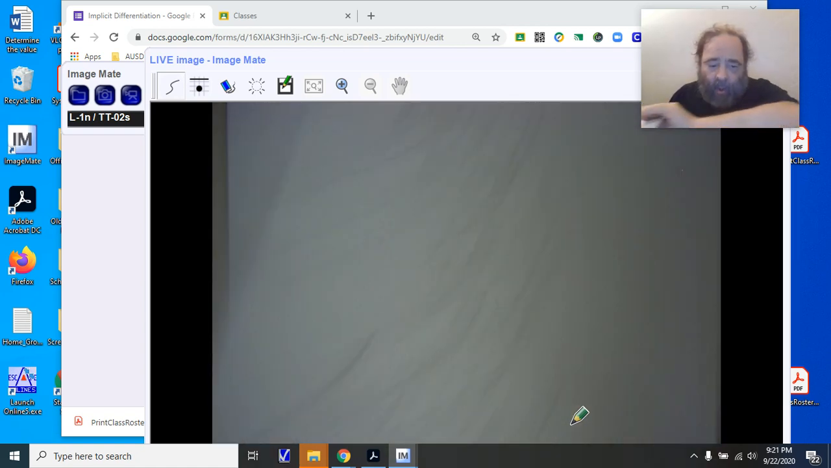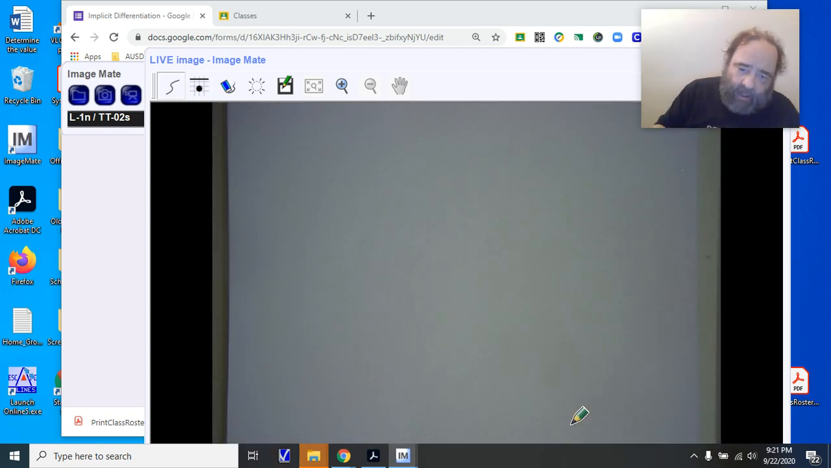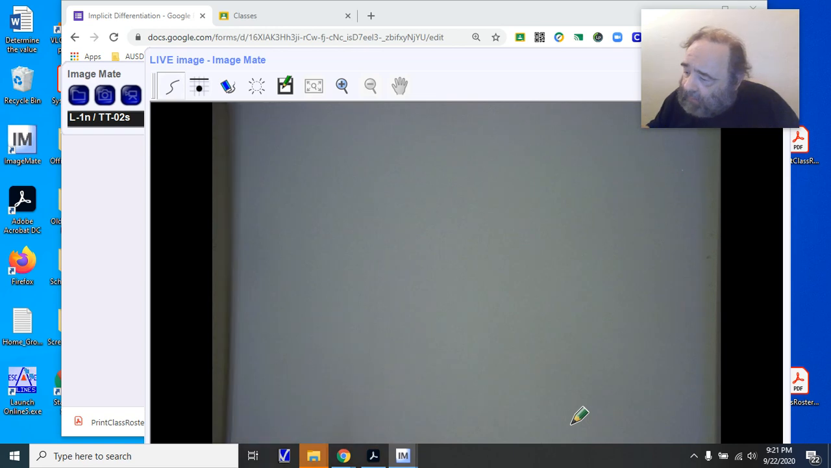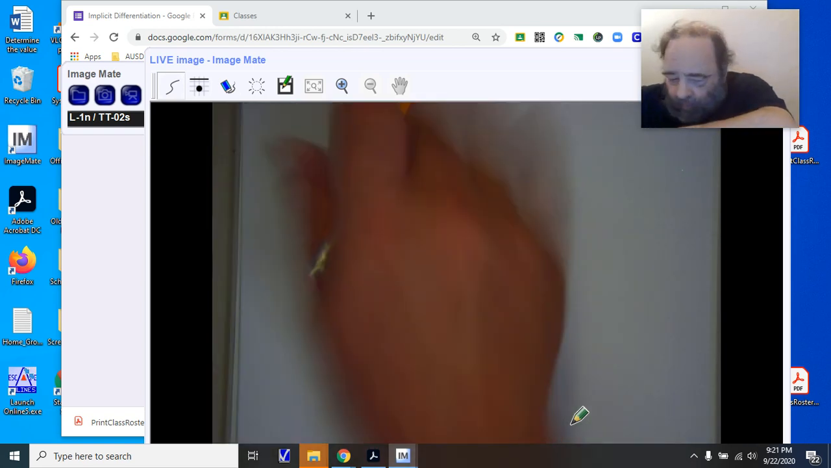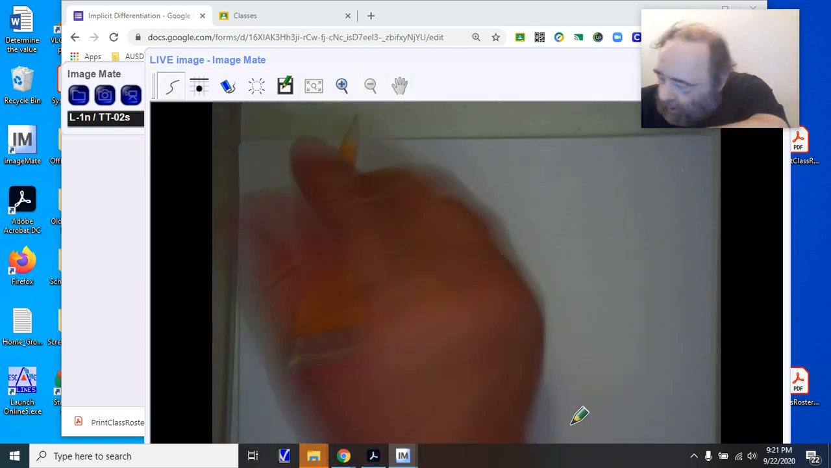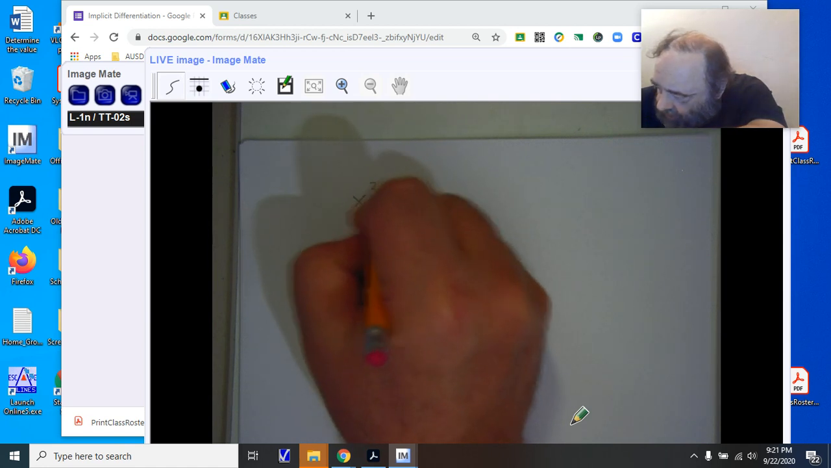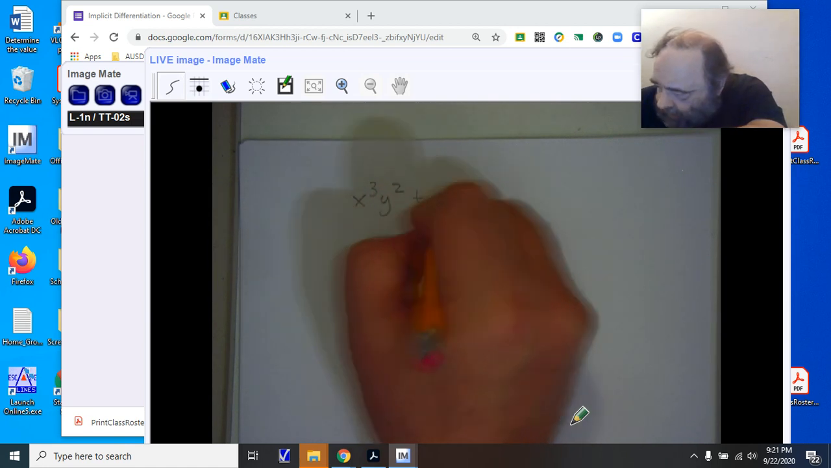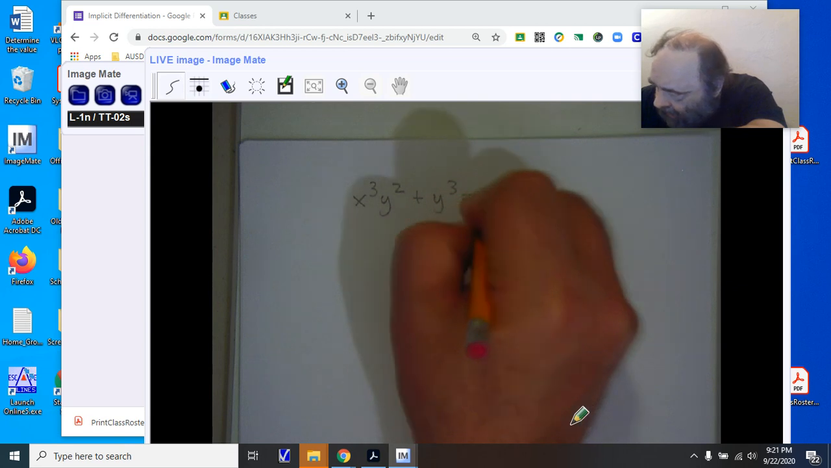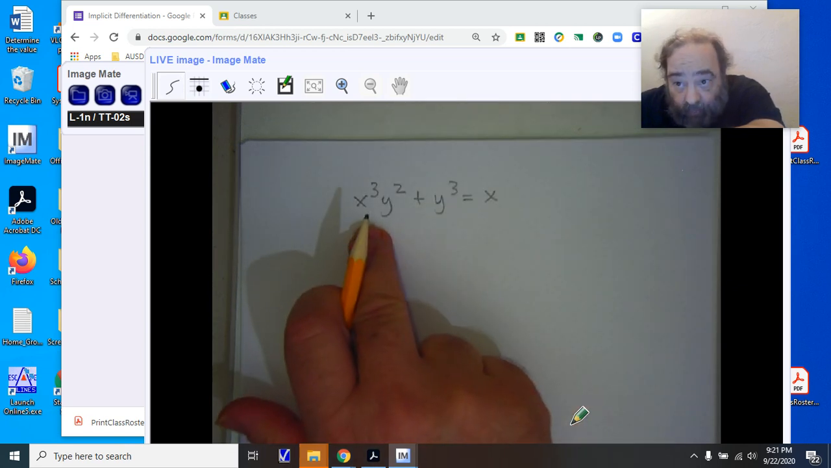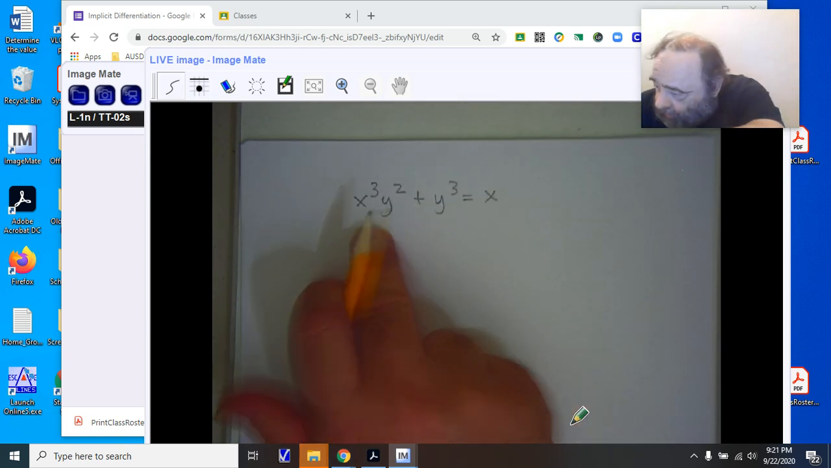Let's take a look at one more. This time, let's look at something that is by far just a little bit more complex than what we had before. So let's start off and say, let's have x cubed y squared plus y cubed equals x. Notice now we have a product rule. So we're going to have to work with the product rule here.